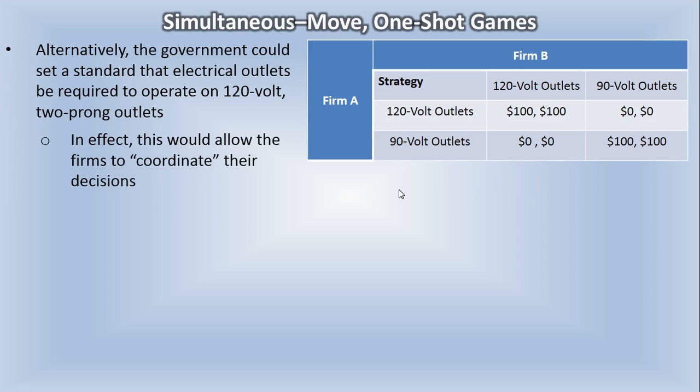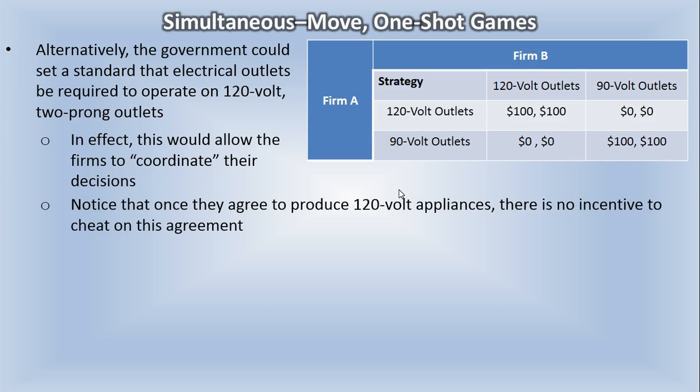In effect, this would allow the firms to coordinate their decisions by having an arbiter come in and solve the problem for them. So notice that once they agree to produce 120 volt appliances, there's no incentive to cheat on this agreement. So that is a Nash equilibrium. There's no incentive to deviate from that set of strategies. But like I mentioned earlier, games can have multiple Nash equilibria. This one does. And so again, it creates some certainty. Well, these are the two likely outcomes.